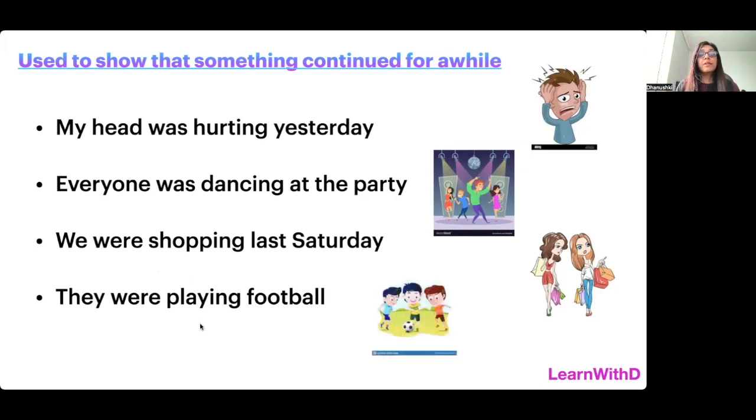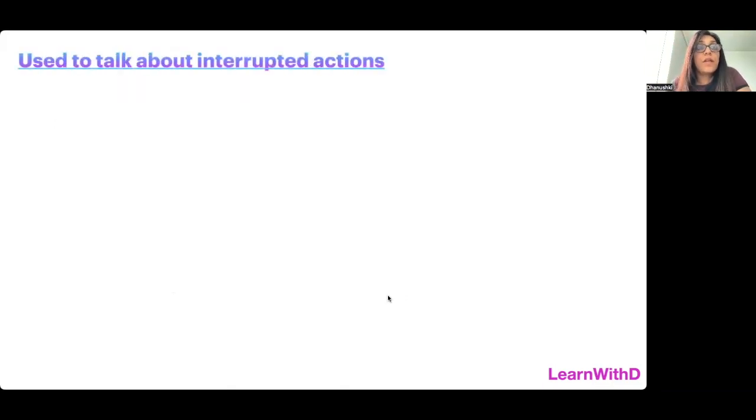The last example: they were playing football. So again, were is the verb be, and playing is the continuous form. They were playing football. Again, an action that has happened for a period of time. All right, so let's look at the next use.